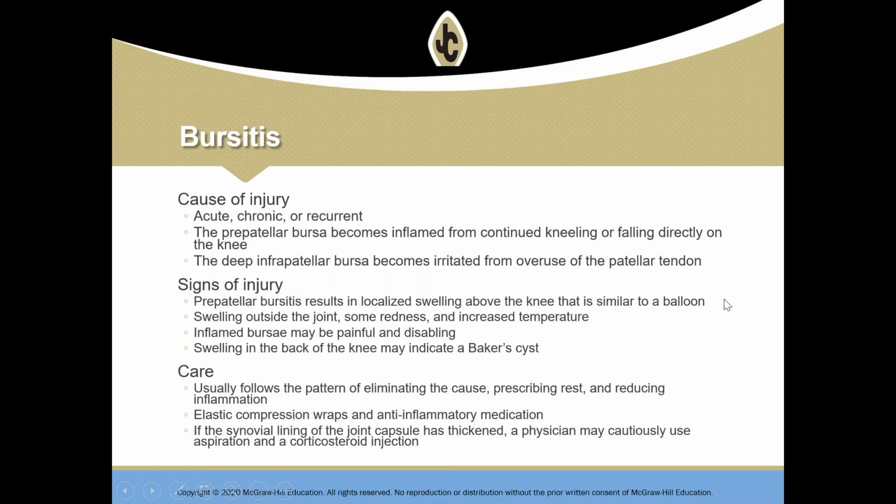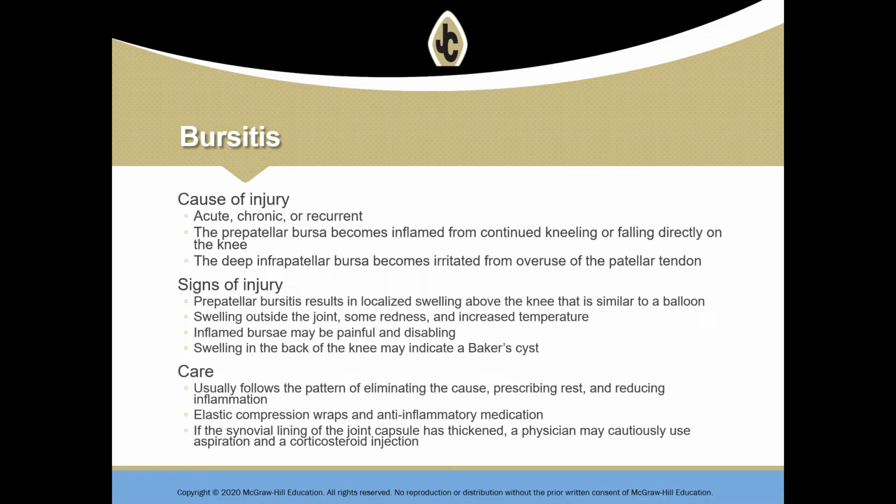Bursitis. So I think we've talked about bursitis before. We talked about retrocalcaneal bursitis. So a bursa sac of fluid usually sits between a muscle or a tendon and a bone. So you have several bursa in your knee. You have the prepatellar bursa, which is kind of on top of the patella, the infrapatellar bursa, which is below it, and the suprapatellar bursa, which is above it. So you can have an acute bursitis where you get hit on the knee and you get the swelling, a chronic which comes over time, or it can be recurrent where it comes and goes.